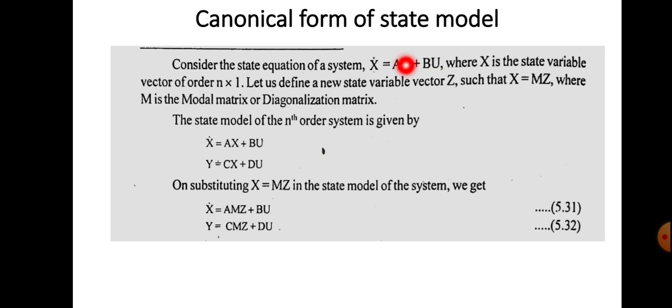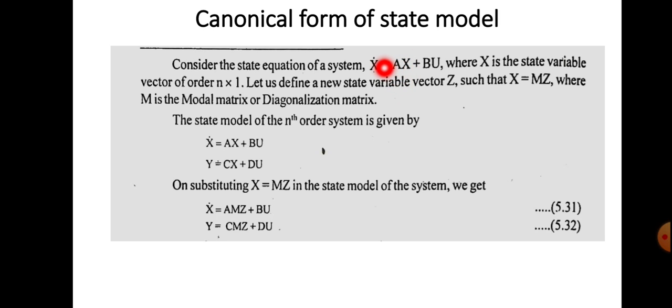Here we are using x as the variable. Now we are representing the system by using another variable z. Then the corresponding relation between z and x will be x equal to M into z, where M is the modal matrix. Here we are assuming that A is not a diagonal matrix.